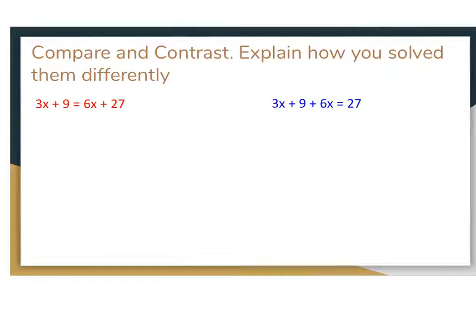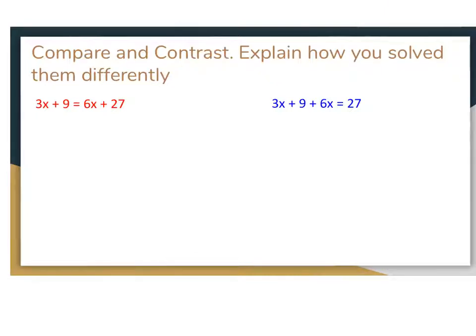two problems. So you can see that we have the same exact terms, except on the first problem, the equal sign is in between the 9 and the 6x. And on our second problem, the equal sign is in between the 6x and the 27.